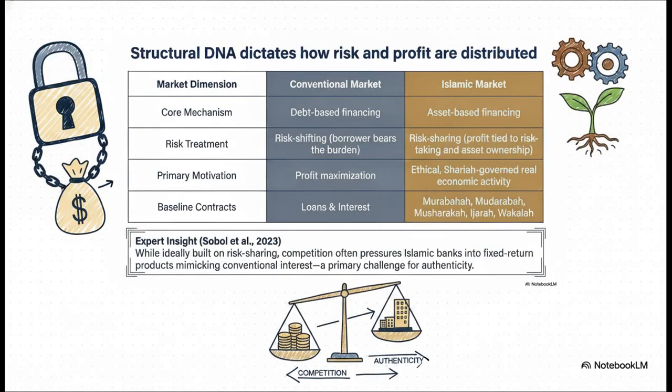And that brings us to an absolutely crucial point: how this structural DNA dictates risk. In conventional finance, the core mechanism is a loan, so the risk is entirely risk-shifting, placed squarely on the shoulders of the borrower. In Islamic finance, the baseline contracts are built on risk sharing, meaning profit is legally tied to taking a risk and actually owning an asset.